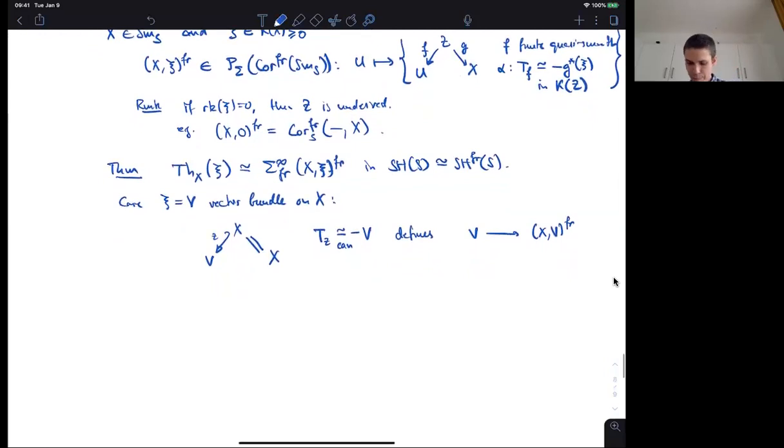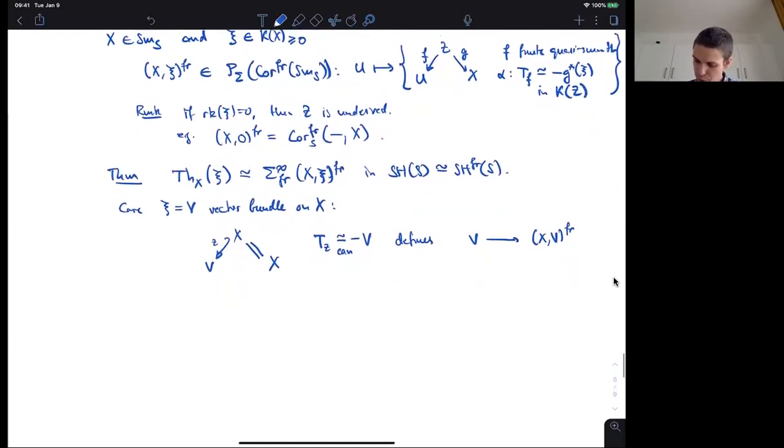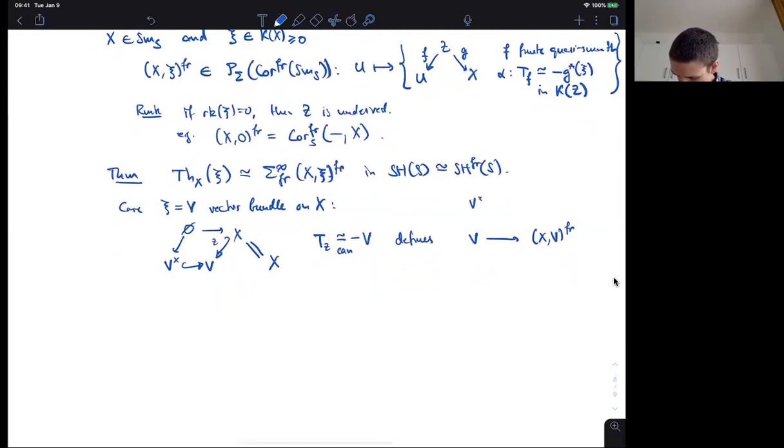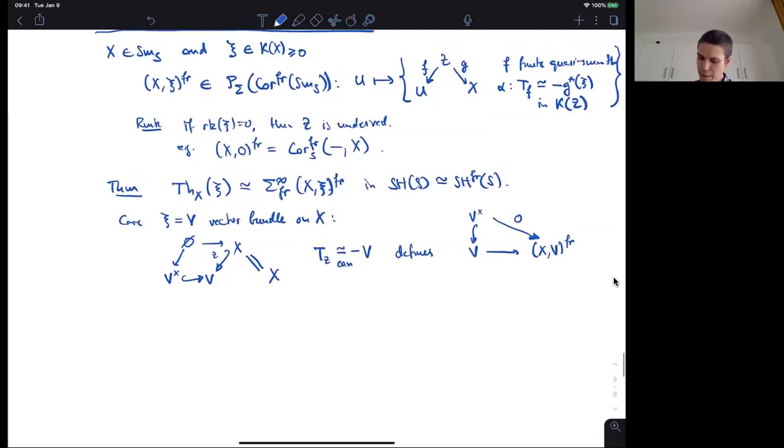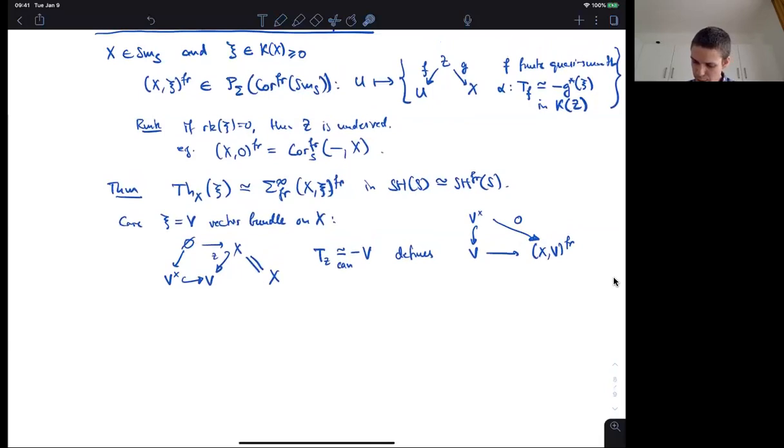Right, and moreover, what happens if I restrict to the complement of the zero section inside of V? Of course, the pullback here is empty. The pullback here is the empty scheme. So that means that this composite here is zero. The zero in this pre-sheaf is exactly the empty span here.